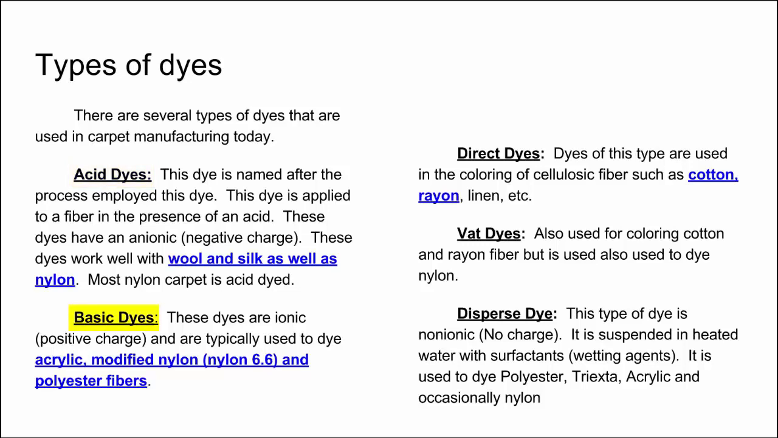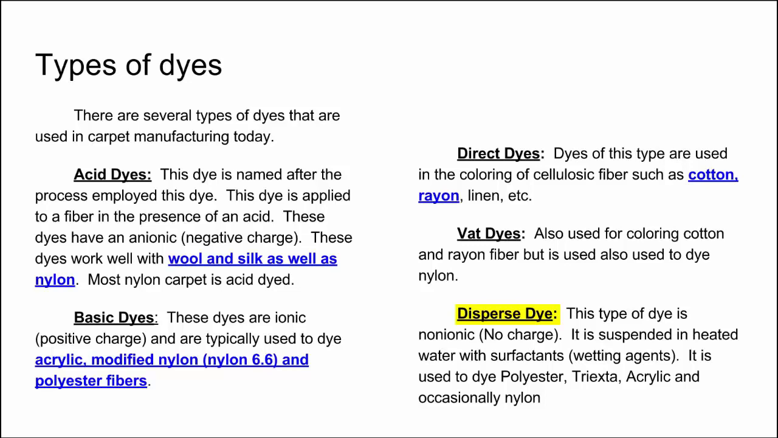There's basic dyes. These dyes are ionic, so they're going to have a positive charge. They're typically used to dye acrylic and the modified nylon, which we call nylon 6,6, as well as polyester fibers. There's direct dyes. These are used to dye cellulosic fibers such as cotton, rayon, and linen. And then we have vat dyes, also used for coloring cotton and rayon, although it is used to dye nylon as well. There's dispersed dyes. Dispersed dyes are non-ionic. They're applied by suspending them in a heated water and surfactant mixture. Surfactants are just what we call wetting agents.